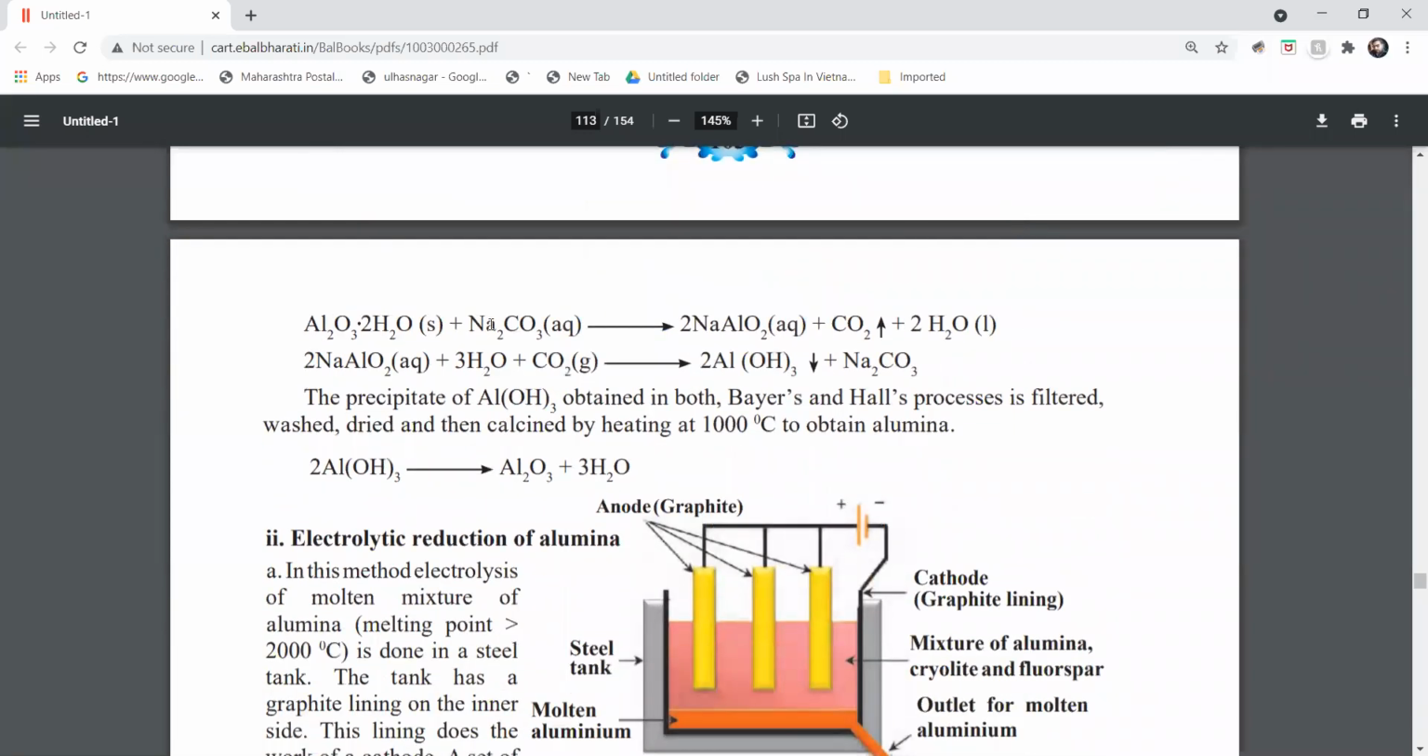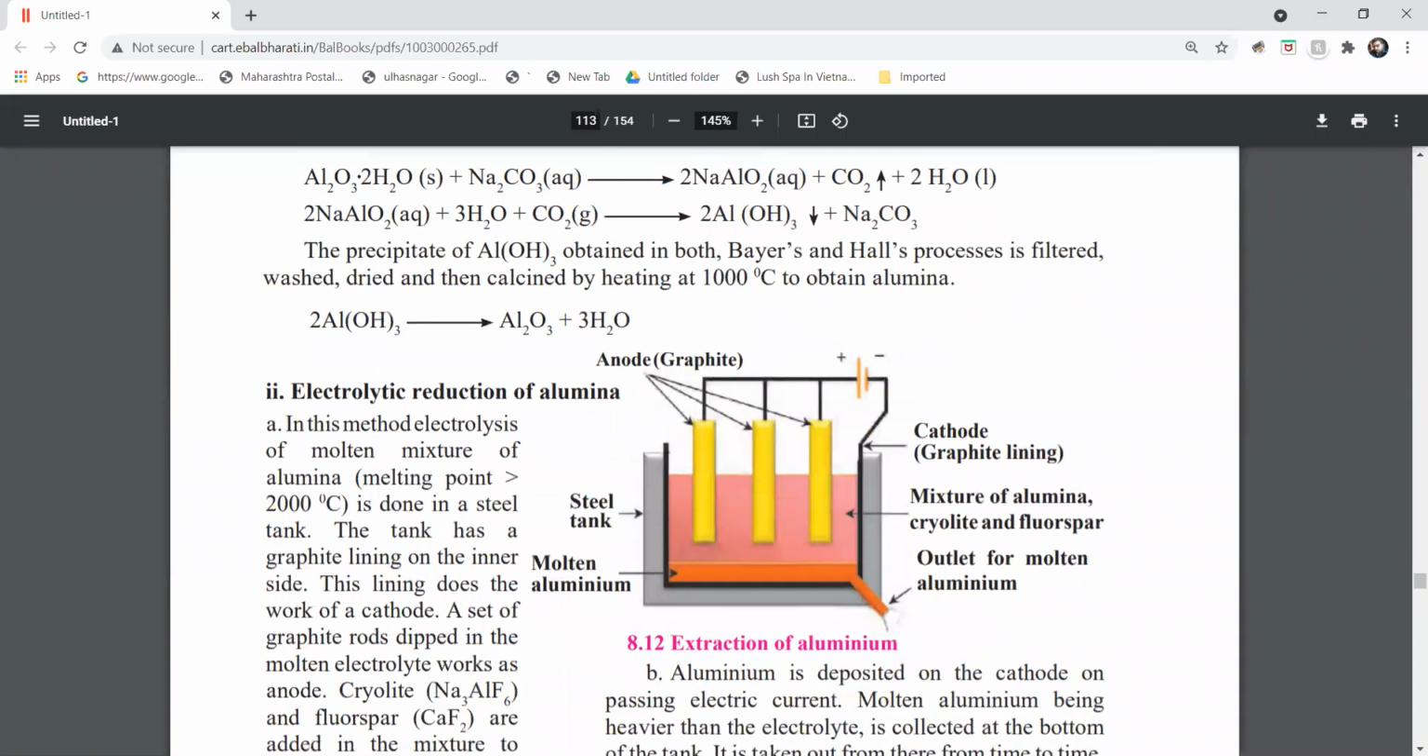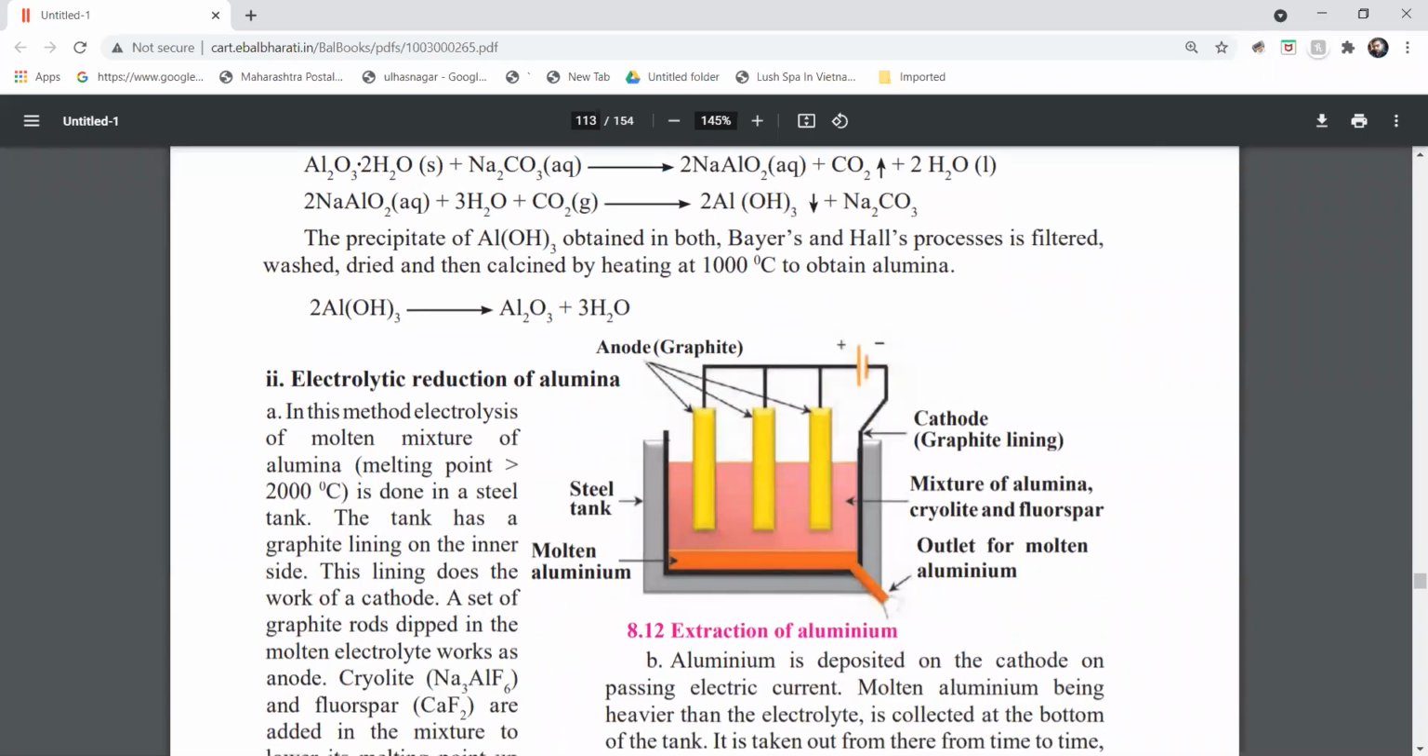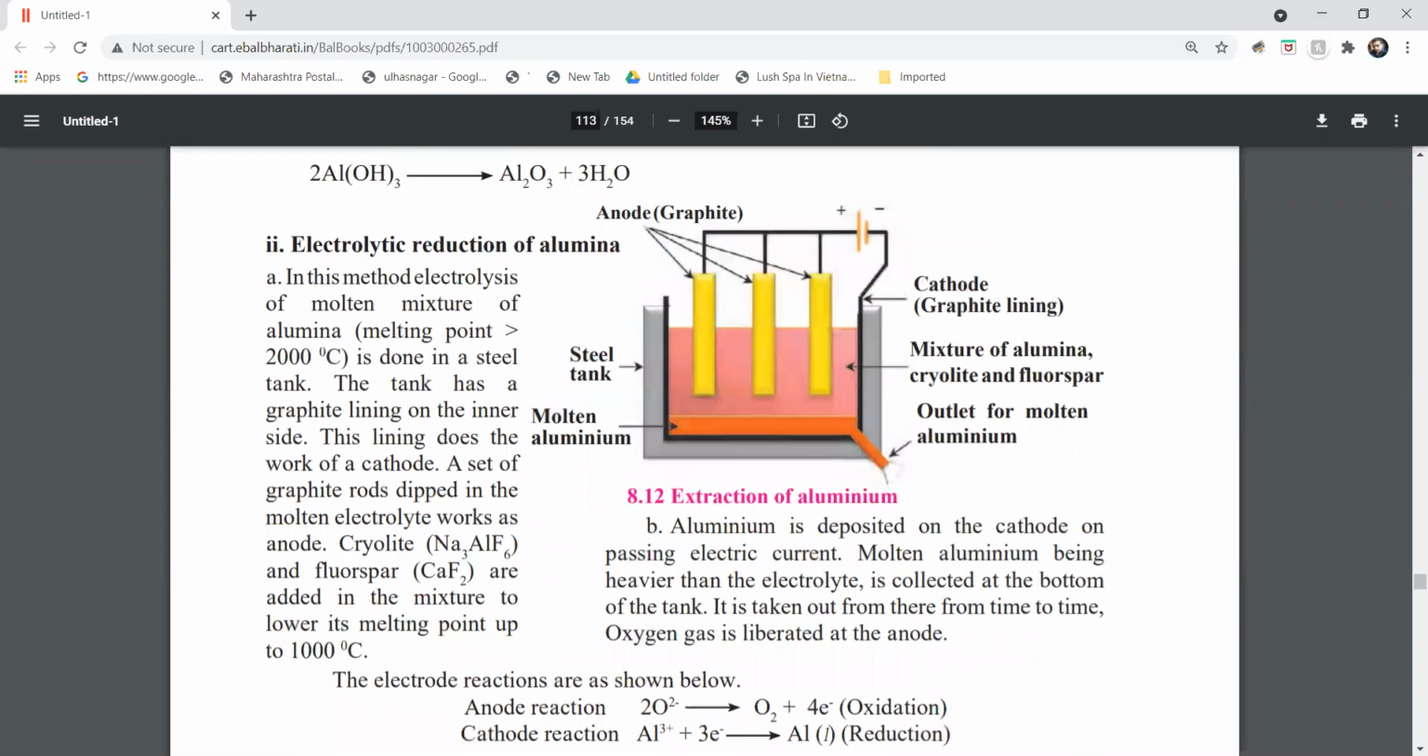Now, alumina is not aluminium. Alumina again has oxygen in it. So we don't want alumina, we want aluminium. Now, how exactly alumina is converted into aluminium is what happens in the next step.